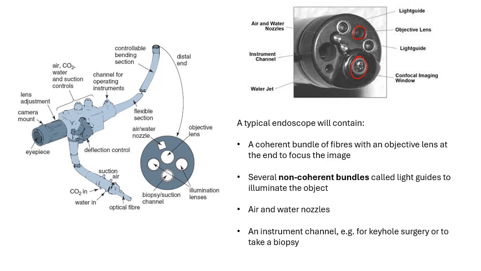Perhaps there's some air and water nozzles as well. Perhaps there's an instrument channel. As I said, for surgery, maybe little clippers and things come out, or a little crocodile clip comes out and grabs hold of something. So this is a typical endoscope.